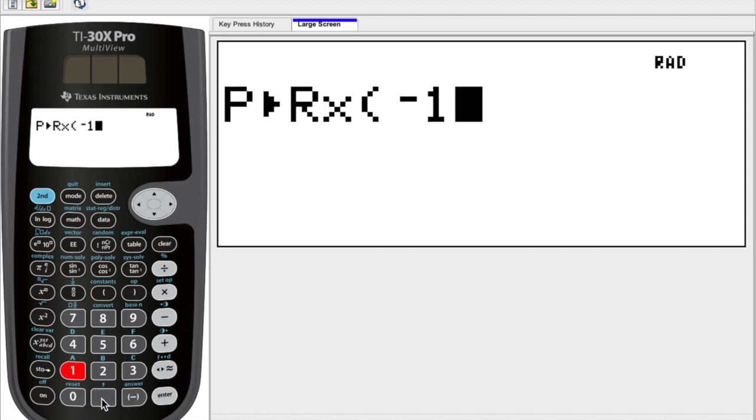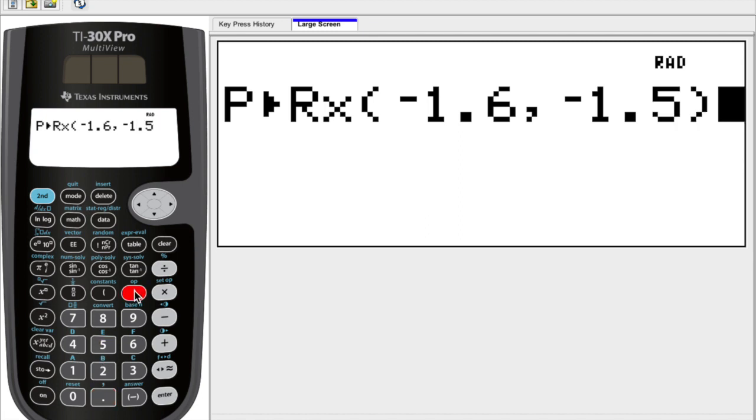negative 1.6, comma, and negative 1.5. All right, let's discuss what we have here, because these are polar coordinates. That negative 1.6 is the radius, but notice it's negative, which means that it goes exactly pi radians away from where we think it's going to be. That's what the negative does. So our radius is still going to be 1.6, but it's headed in the opposite direction.